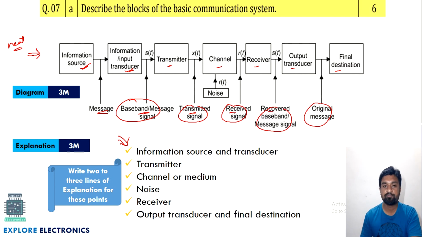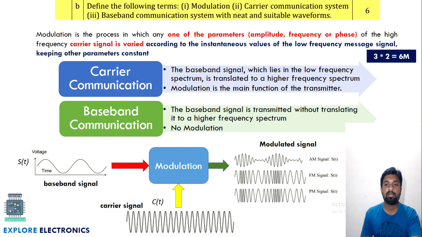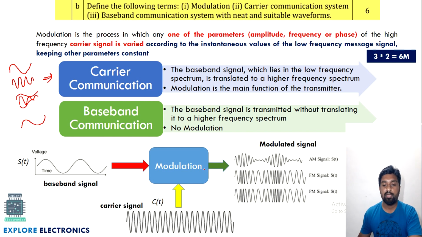That is your wish. Then define the following terms: modulation, carrier communication and baseband communication with suitable waveform. Here they are expecting the waveform. If it is a carrier communication, we will be having a baseband signal, a low frequency signal, and a high frequency signal. Then we need to show the modulation also, right? If it is a baseband communication, we need to write only the message signal or the baseband signal, that is sufficient. So if we write this by showing a baseband signal and a modulated output, this makes the waveform for the carrier communication.